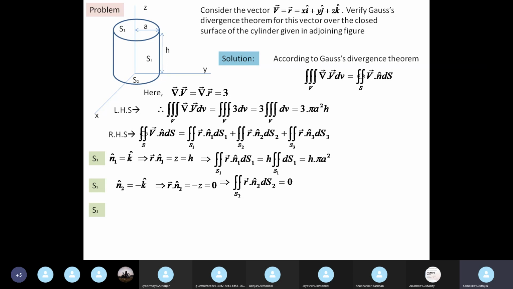Now we come to the third surface. Can you mute yourself, whoever has his microphone on?